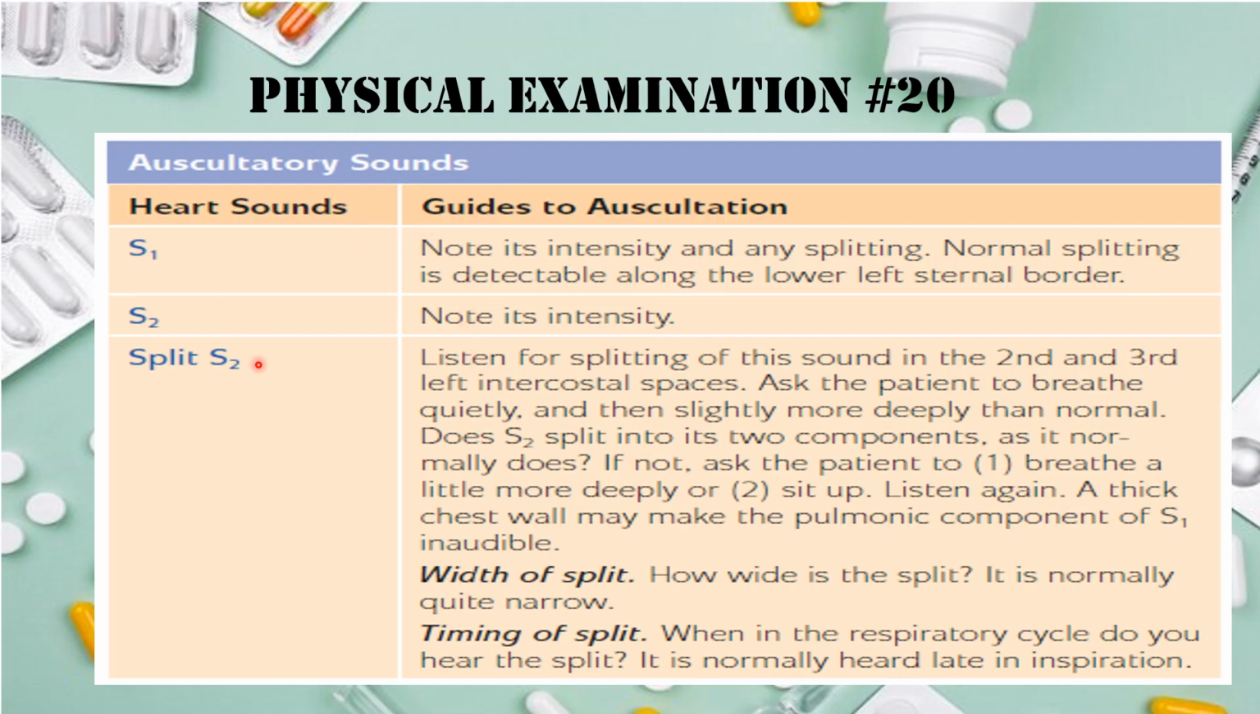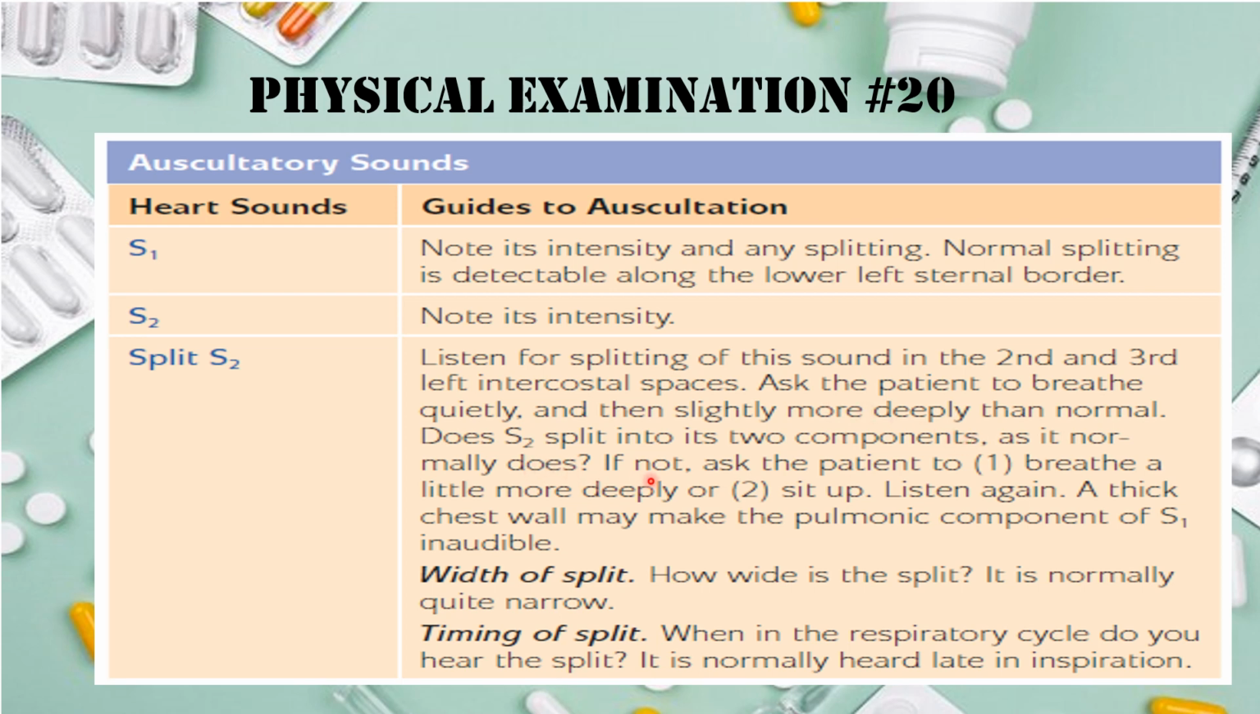Okay, so this is the table of auscultatory sounds, the heart sounds and guides to auscultation. For the S1, you have to take note of its intensity and any splitting. Normal splitting is detectable along the lower left sternal border. For the S2, just note its intensity. For the split S2, make sure to listen for the splitting of the sound in the second and third left intercostal spaces. You can ask the patient again to breathe quietly and then slightly more deeply than normal.